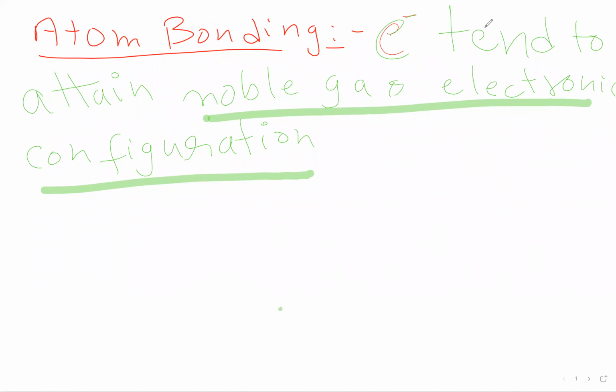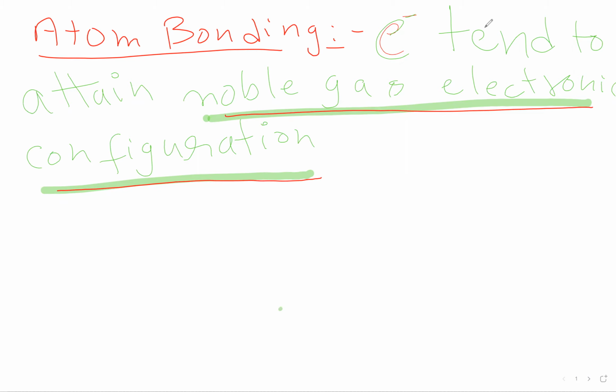Hi. In this video, we'll learn about different types of bonds and how the bonding is done. So, atom bonding. What is atom bonding? It's the tendency of an atom to attain noble gas electronic configuration.